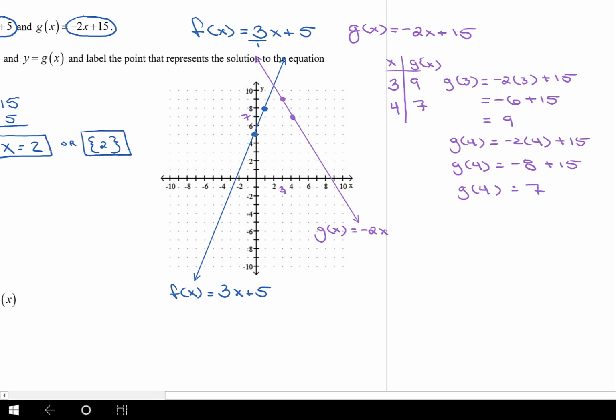All right, there is my line. I'm going to label the equation of my lines. Notice how I extended my lines to the ends of the graph. I drew arrows on the ends. I'm labeling my points with my ordered pairs.